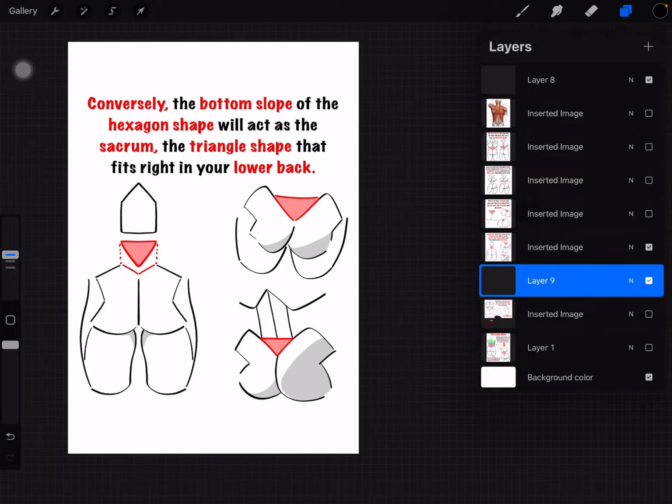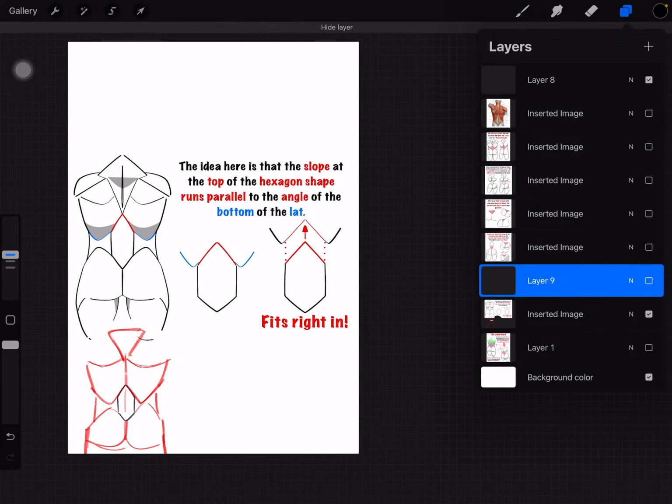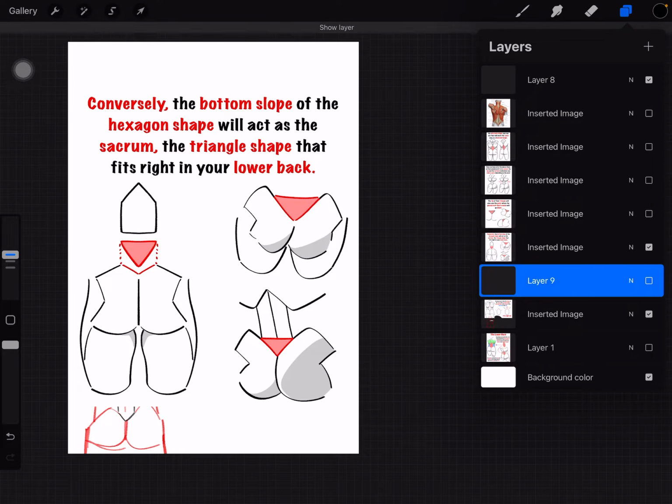And so what do I have here? Okay, so I say conversely, oh yeah, this is after this page, right? If I'm not mistaken. It is, okay.